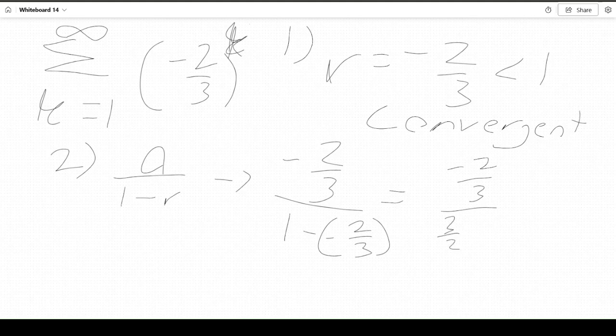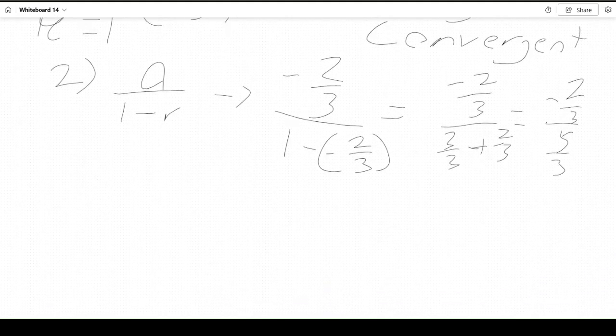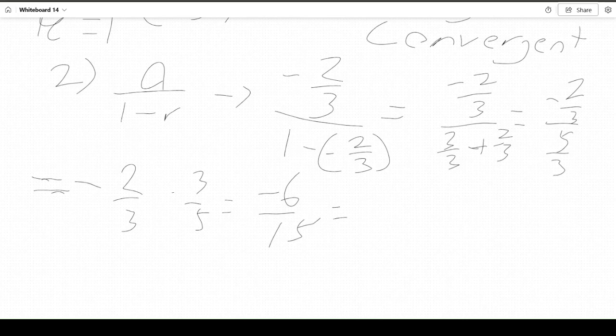and this would be 3 over 3 plus 2 over 3. So this will be equal to negative 2 over 3 divided by 5 over 3. So we're going to multiply the reciprocal of that, so this would be just 3 over 5, negative 6 over 15. And when we divide it, we can divide by 3, so negative 6 divided by 3 will be negative 2. 15 divided by 3 will be 5, and this will be our final answer, negative 2 over 5.